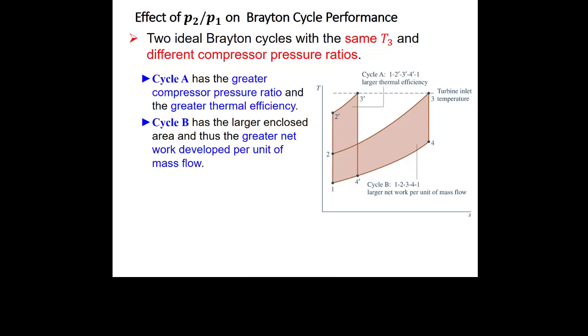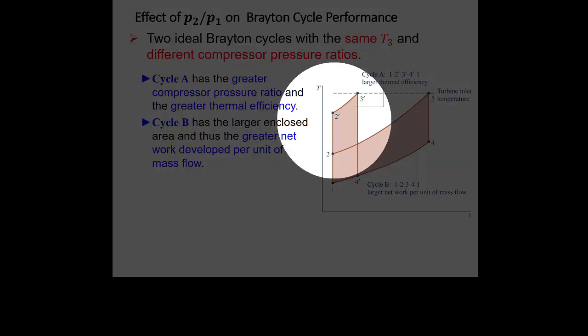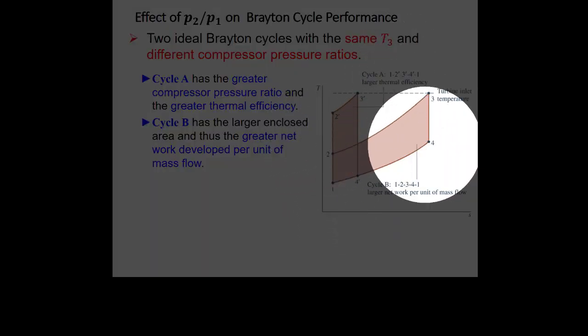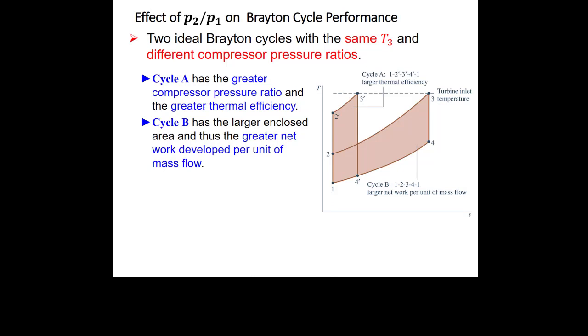But cycle B has more net work developed per unit mass. The area of cycle B, which goes from 1 to 2 to 3 to 4, maybe you can just see by your eye, but the textbook tells us that has more area in it, which means there's more work. So there's a trade-off here. As is often the case, just like if you're choosing between a Prius or a Bugatti, one of those is going to be more fuel efficient, and one of them is going to give you more power.